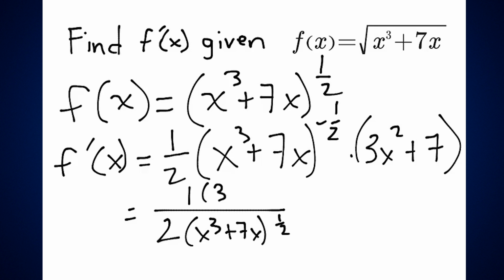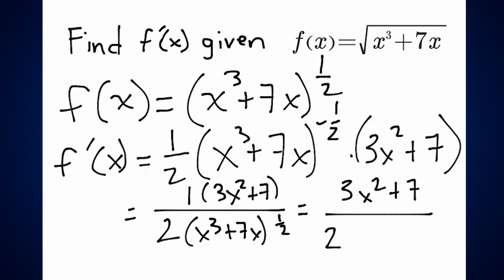And then we have our 3x squared plus 7 in the numerator. And if we want to change that back to radical form, then we have our 3x squared plus 7 in the numerator times 2, the quantity of the square root of x cubed plus 7x. All right, well, some of you may be thinking, there's got to be a simpler way of doing that, or an easier way of writing that so that I can see the power rule in a better way. And there actually is.